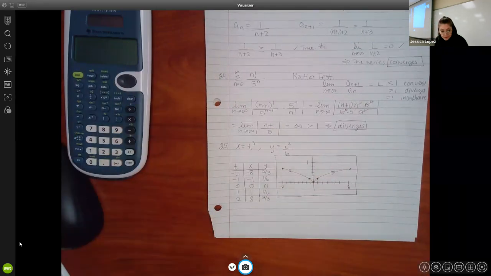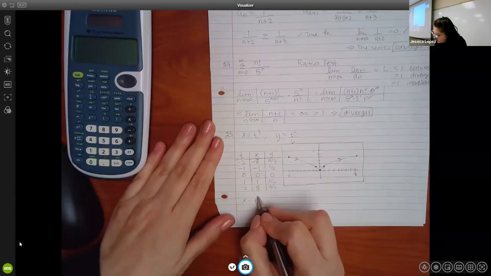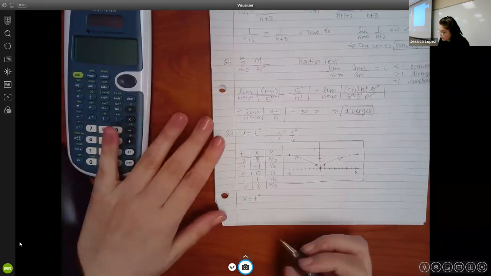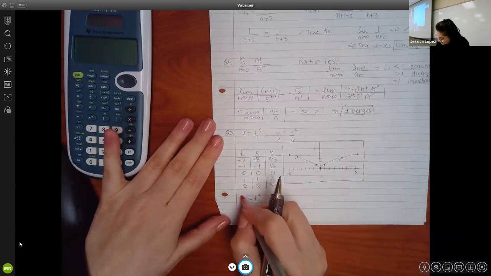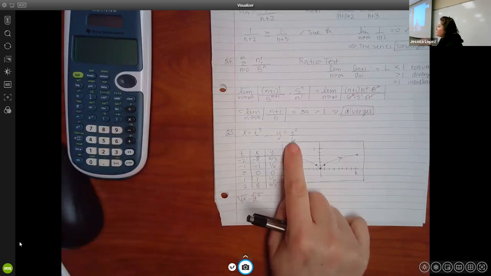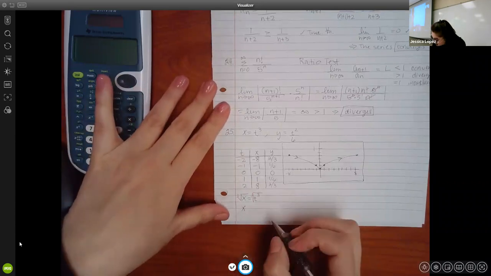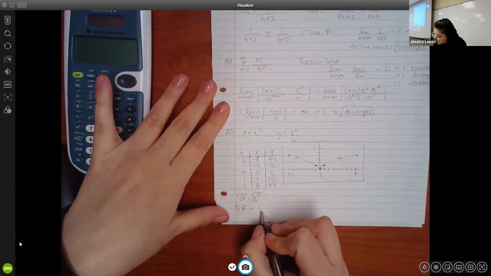Now the second part said to write the corresponding rectangular equation by eliminating the parameter. Normally what I do is substitution. I will take x equal to t cubed and solve for t, so I'm going to do the cube root on both sides. I didn't choose to do it to y, because to get t by itself I'd have to do a square root, and then I'd get plus or minus. I don't want that to happen, so I chose t cubed, because you don't get plus or minus when you do cube roots. So you get the cube root of x equal to t.